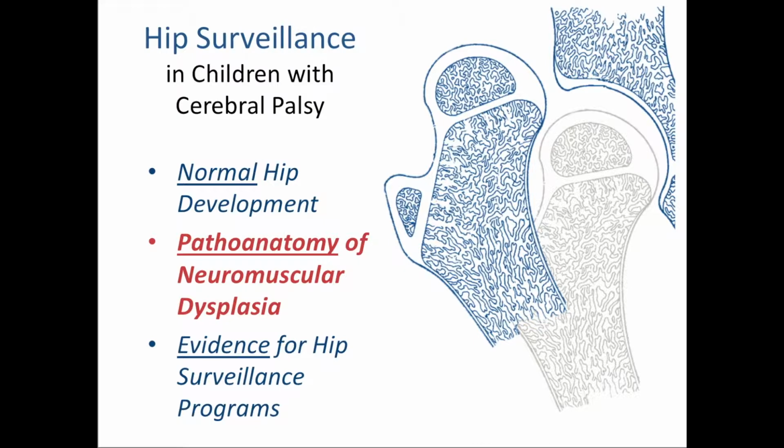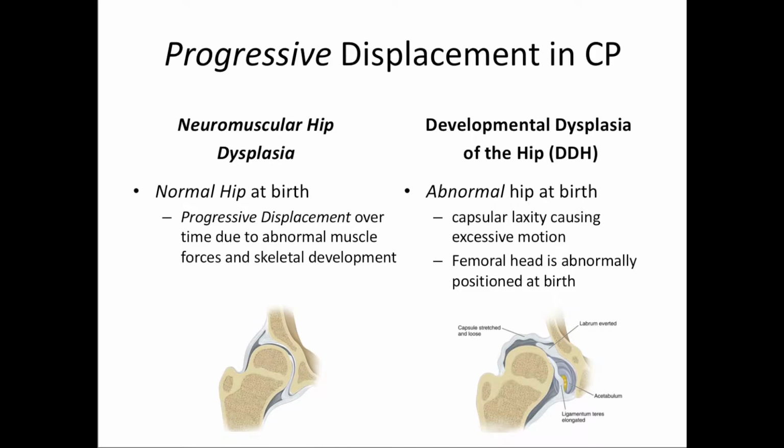Let's now talk about the pathoanatomy of neuromuscular hip dysplasia. Neuromuscular hip dysplasia is very different from developmental dysplasia of the hip. In neuromuscular hip dysplasia, the hip is absolutely normal at birth. Even in those children with cerebral palsy who are not walking at birth, their hip, if you take x-rays or do ultrasounds, is completely normal. However, there's progressive displacement of the hip over time due to abnormal muscle forces and skeletal development.